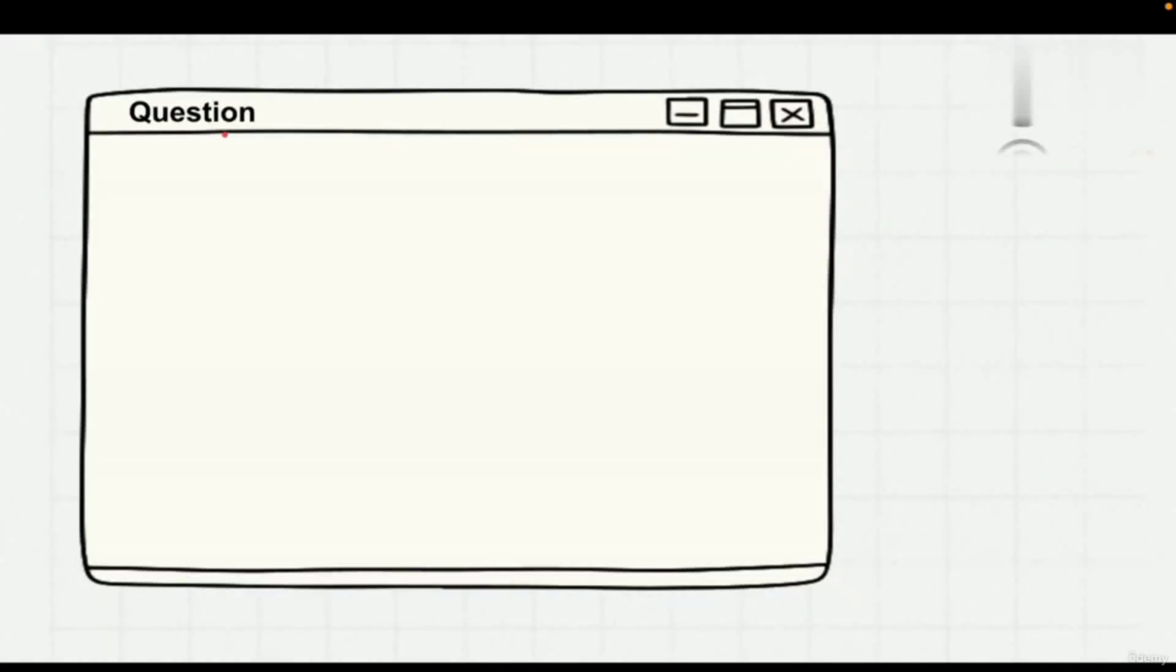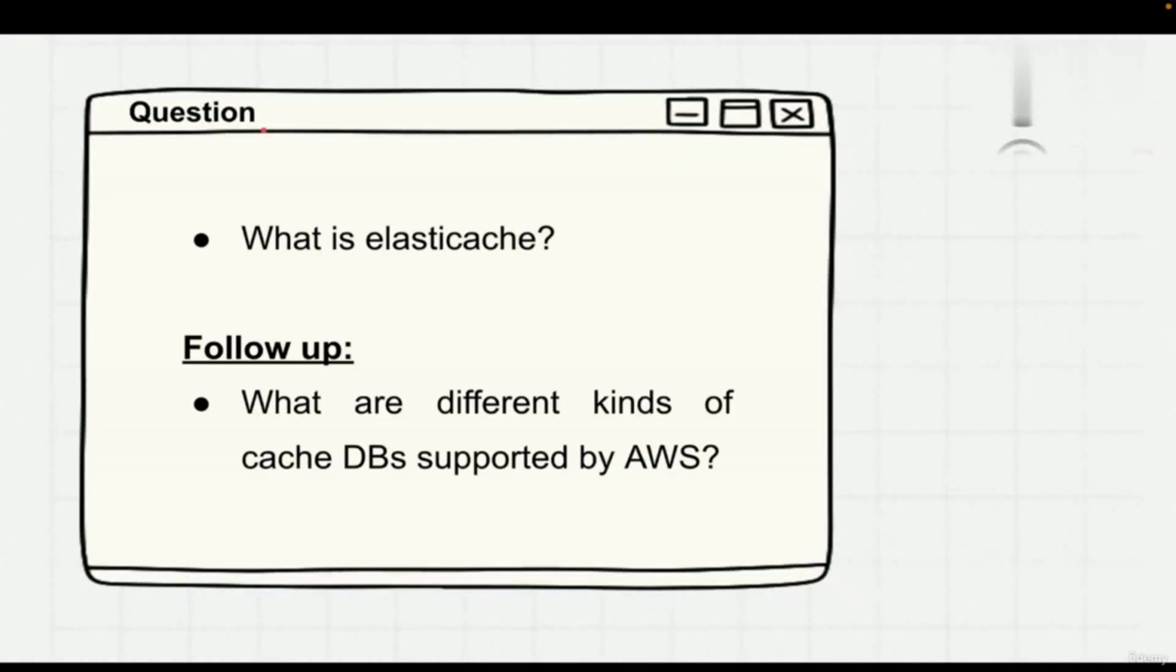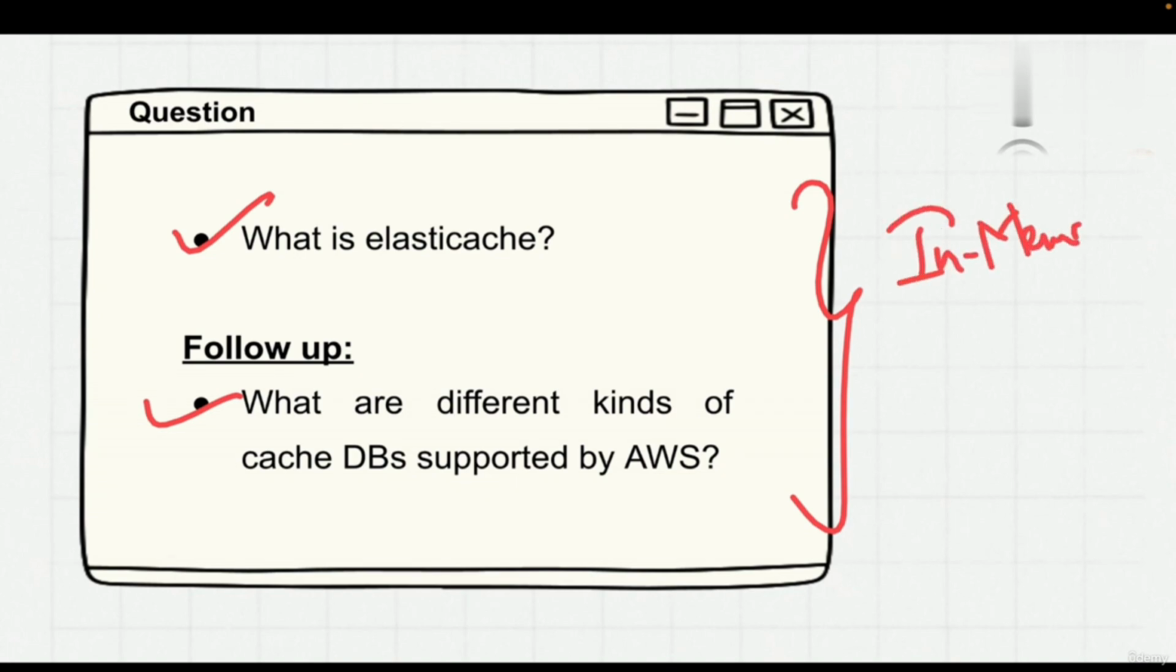Hi everyone, let's understand a few more concepts. The question is about ElastiCache. So what are the different kinds of ElastiCache that are supported by AWS? ElastiCache or in-memory databases are generally used as a cache system.